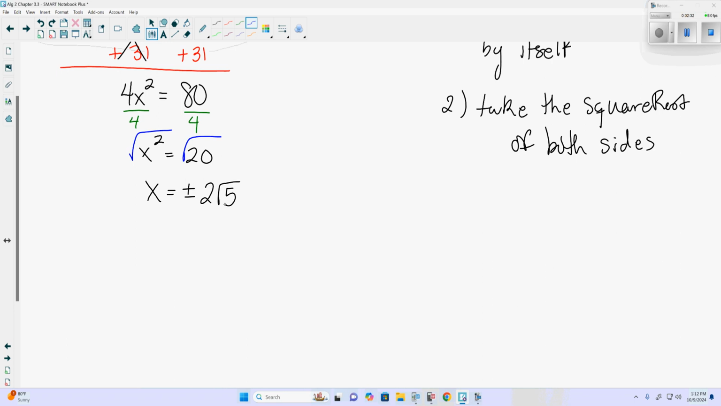Questions on this here? We're ready for the third step. Solve for x. We need to solve for the variable. This is a variable by itself. So we don't have to really, we've solved for it. We're done. And that's it there.